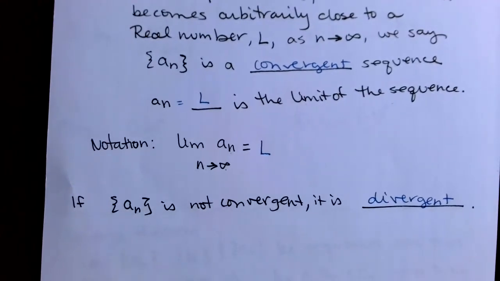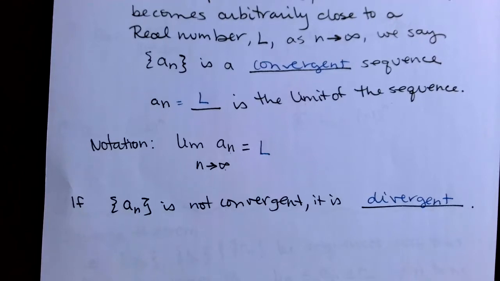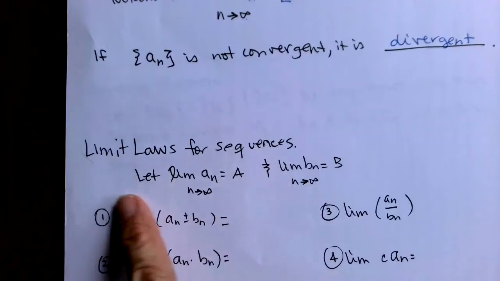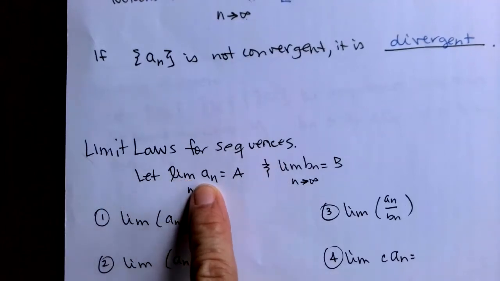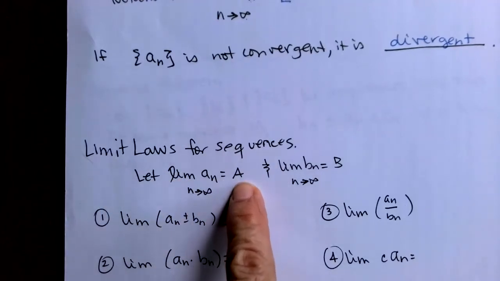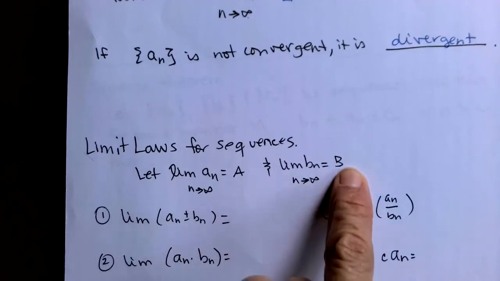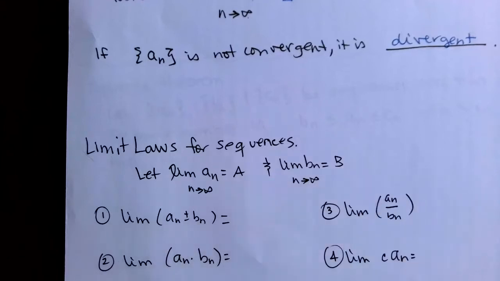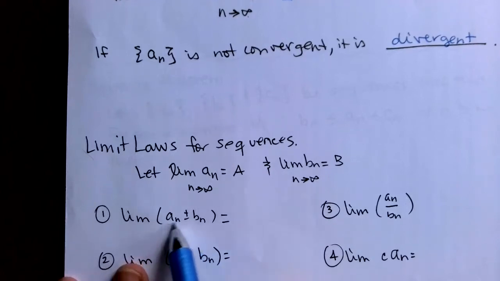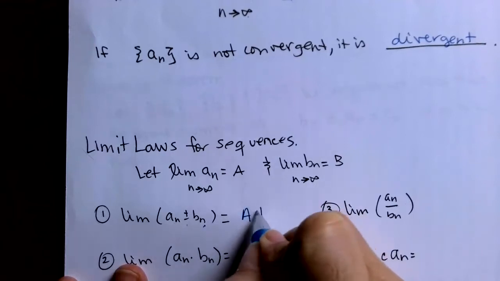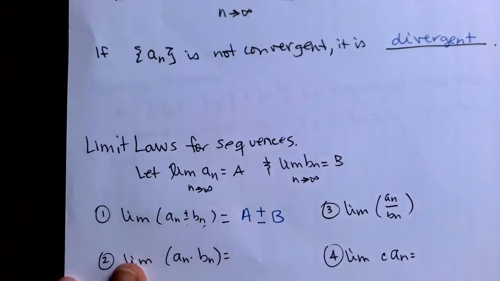Now, just like for limits of functions, we had limit laws. These are going to look super familiar. So the limit laws for sequences. Let the limit of a_n as n gets big be capital A, and the limit of a different sequence, b_n, as n gets big, equal capital B. It's completely intuitive. Don't fight it. So the limit of the sum or the difference of the two sequences is the sum or difference of the limits, so A plus or minus B.